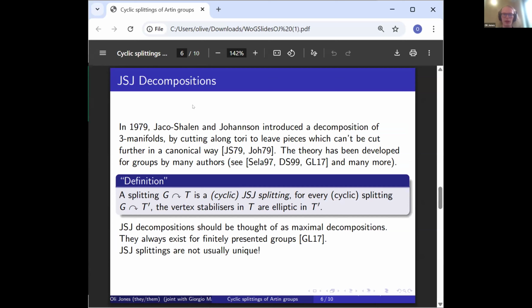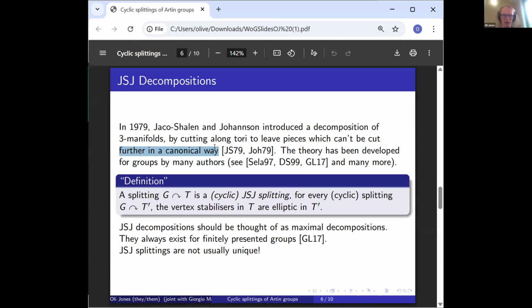So the main technical tool we're going to be using from here on out is JSJ decompositions, which originate in three-dimensional topology. Originally this was a thing for three-manifolds introduced by Jaco, Shalen, and Johannson, so JSJ. The idea is that if you have a three-manifold, you can cut along certain tori to leave pieces that you can't cut further, or at least can't cut further in a canonical way.